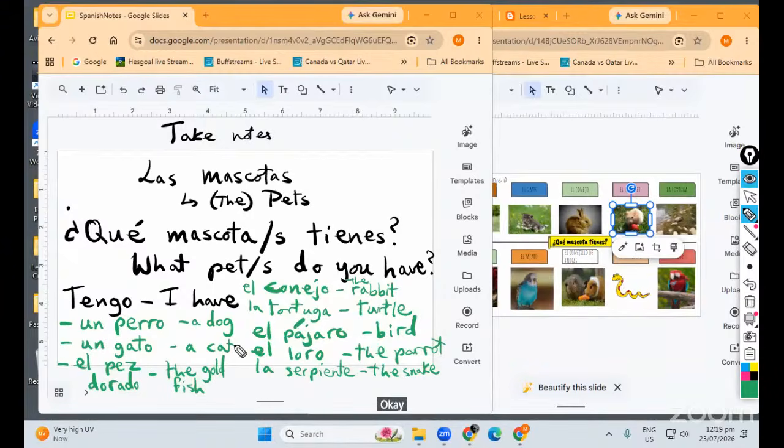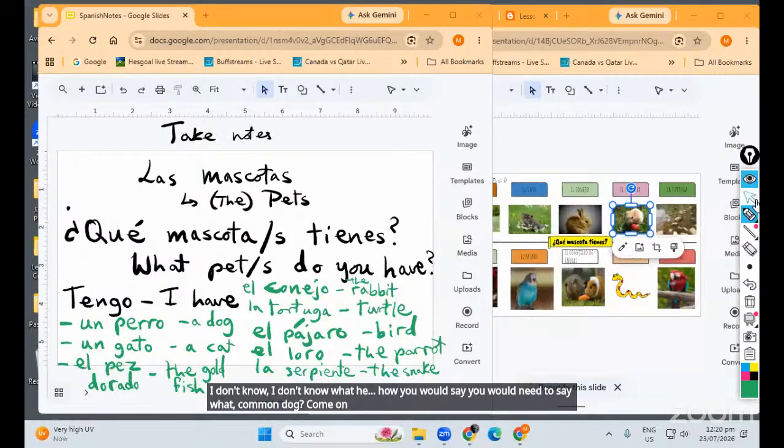Okay, we do not say patón in Spanish. I don't know how you would say. You would need to say what? Common dog? Common. I'm not sure. All right.